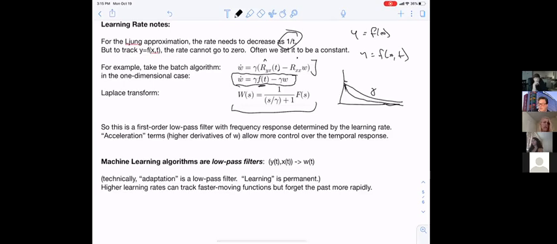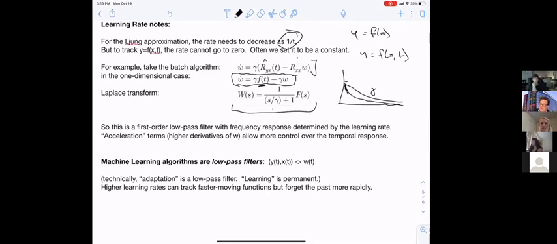So if gamma is very big, what will happen is that I'm going to pay attention to high frequency components. I'm going to learn a lot of stuff that's coming in fast, right? Learn right away, but I'm going to forget the past faster, but I'm going to learn things very quickly. If gamma is very small, I will only learn things over long periods of time.